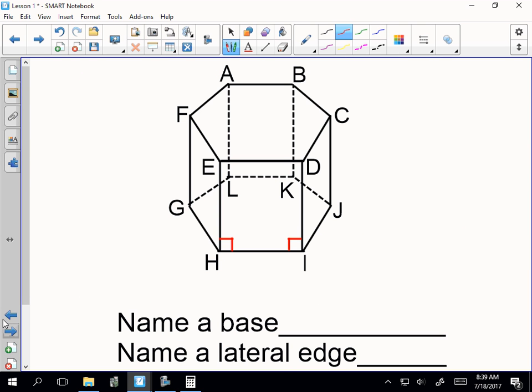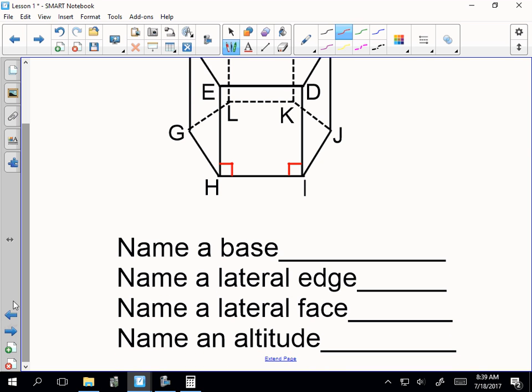Now when we're looking at a shape, we want to be able to identify a base, identify lateral edges, a lateral face, and name an altitude. What we want to remember is when we're naming shapes, we have to go in order around the shape that we're trying to name. It doesn't matter what letter we start with. I can start naming this bottom base, the bottom hexagon, with G, and as soon as I start with G, I either have to go to H next or I have to go to L next. I'm going to go clockwise around the shape. So the bottom base would be named GLKJIH.